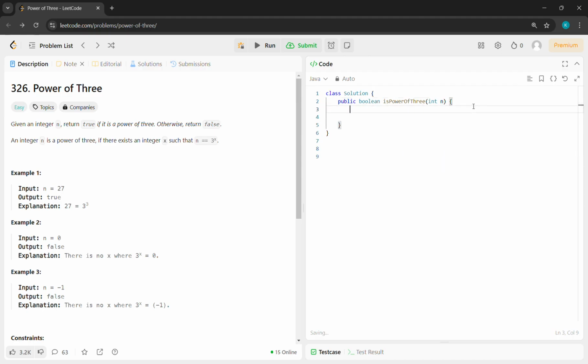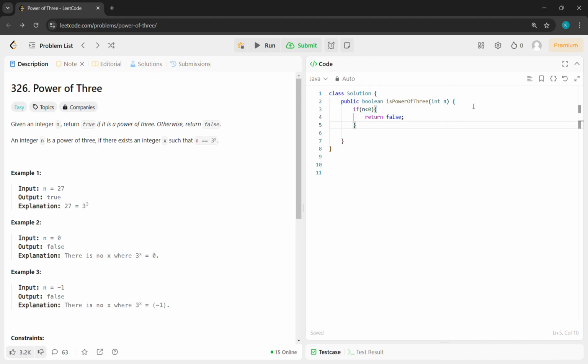First and foremost, let's check that the given number is a positive number, that is, it must not be a negative value. If the given value is a negative value, then we are not going to check whether it is a power of 3 or not. We are going to straightforwardly return false.